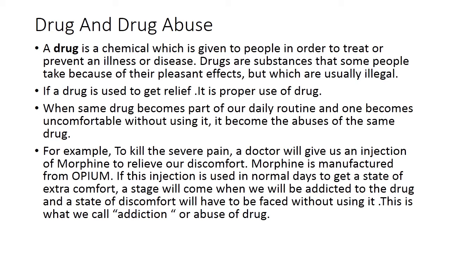For example, to kill severe pain, our doctor will give an injection of morphine to relieve our discomfort. Morphine is manufactured from opium. Opium is a plant which produces morphine. Morphine is a drug. If this injection is used in normal days to get a state of extra comfort, a stage will come when we will be addicted to the drug, and a state of discomfort will have to be faced without using it. This is what we call addiction or abuse of a drug.